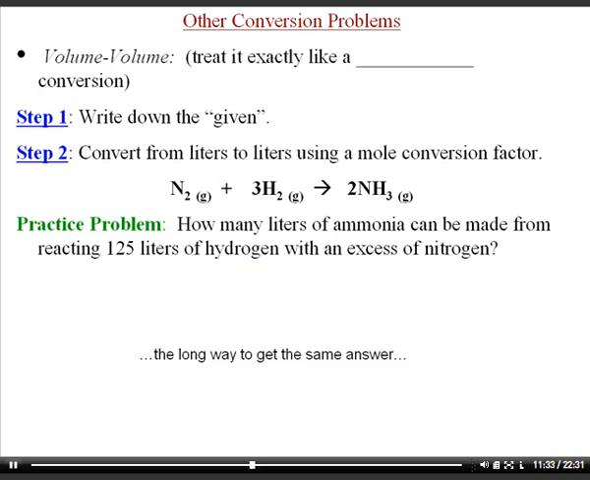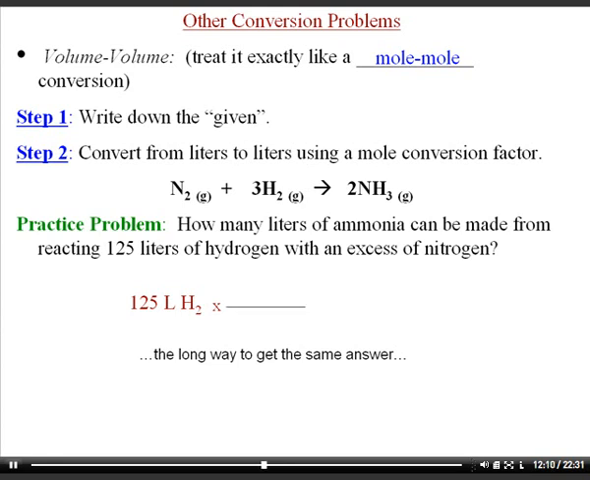Finally, a volume-volume conversion problem is actually treated exactly like a mole-mole conversion problem, and the reason we can do this as a 1-step problem instead of a 3-step problem is because the volume conversion factor for all gases is 22.4 liters. So the volume ratio is 1 to 3 to 2, and the mole ratio is 1 to 3 to 2. So we're going to convert liters of hydrogen to liters of ammonia. So we start with the given 125 liters of hydrogen, we put a little times line, and then in 1 step we can convert liters to liters.